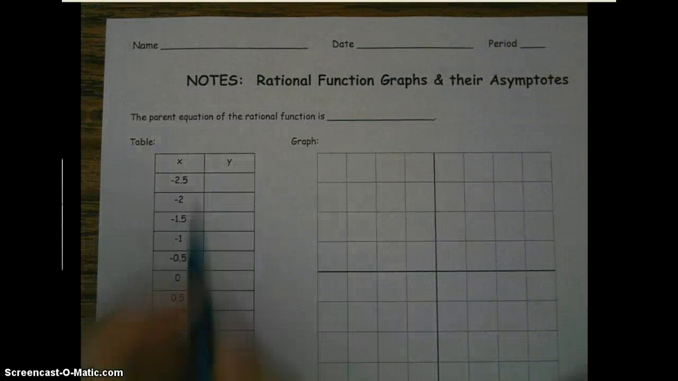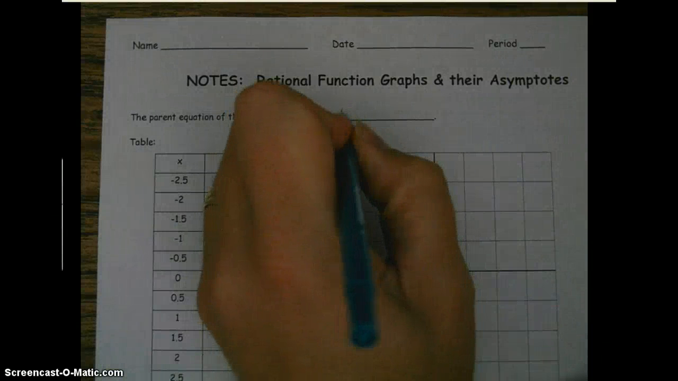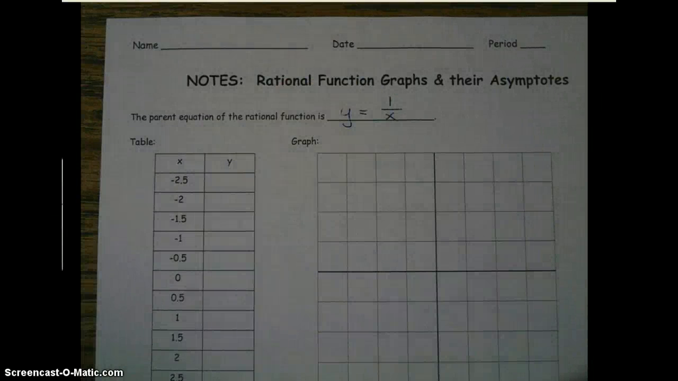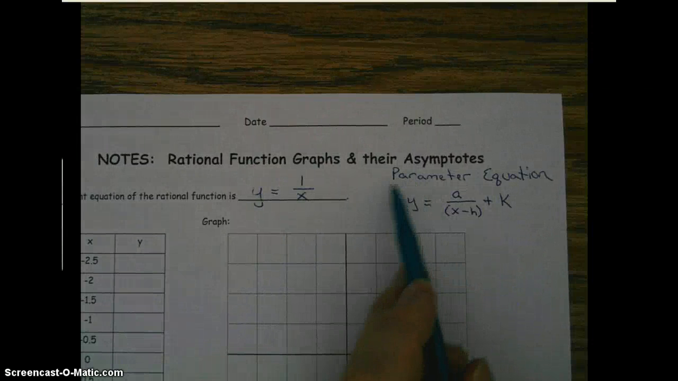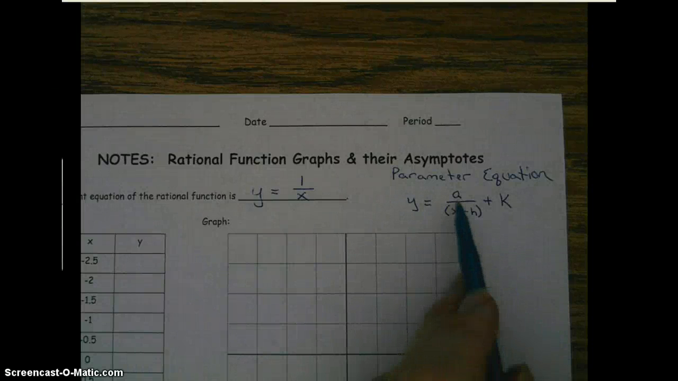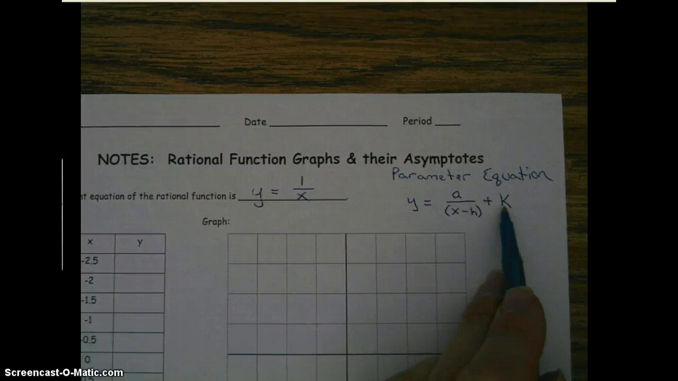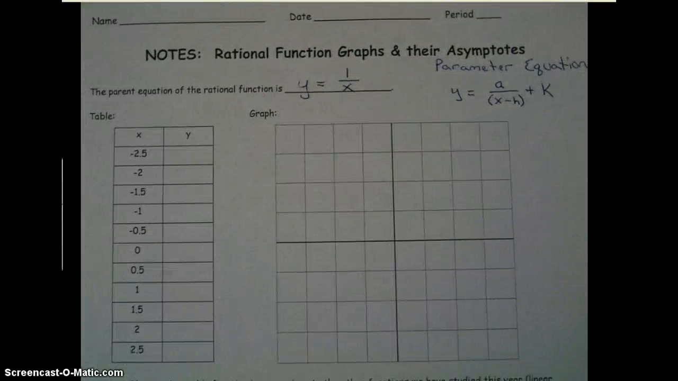So, the parent equation here is the parameter equation. Remember, A is our vertical stretch, vertical compression. H moves left and right, and it's the opposite. K moves the function up and down. Alright, let's make a table.